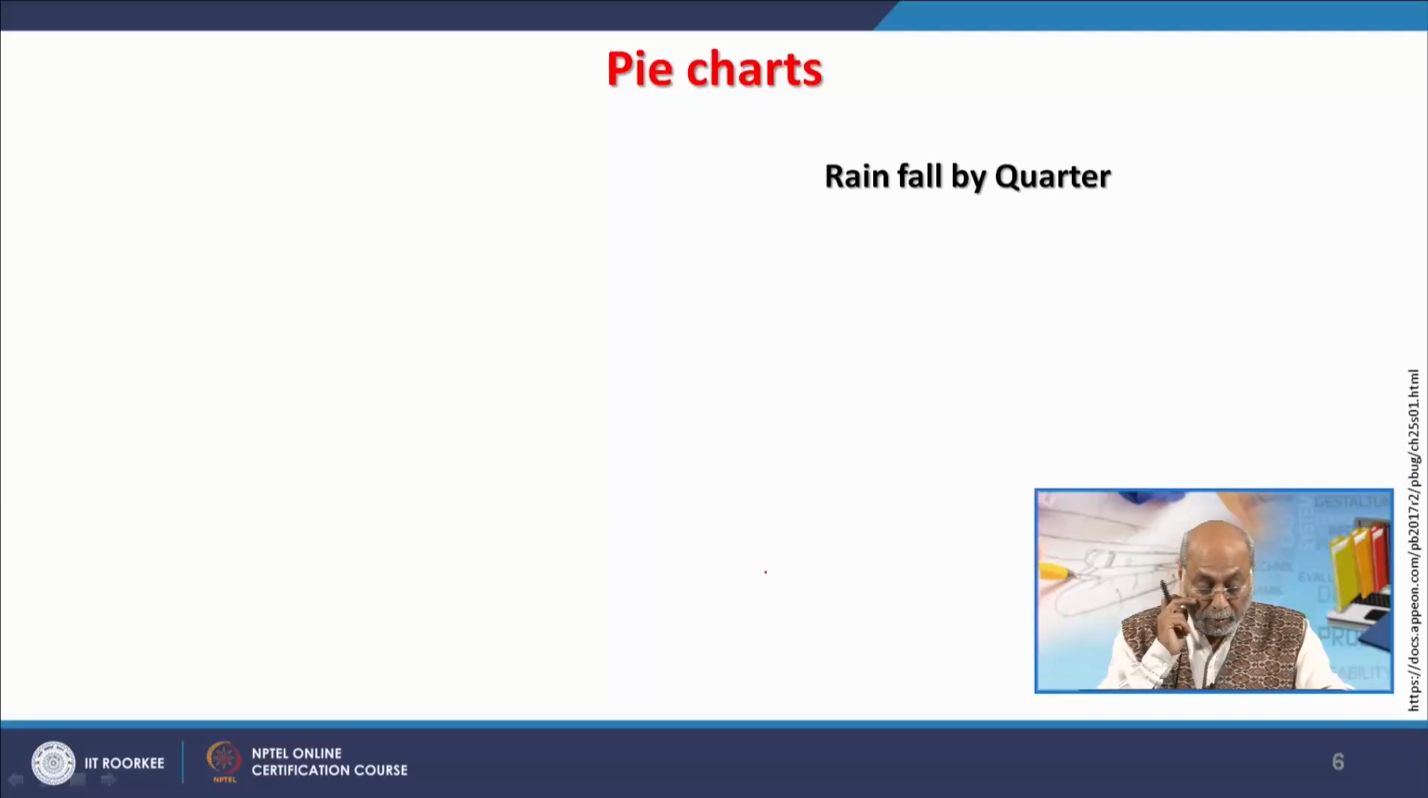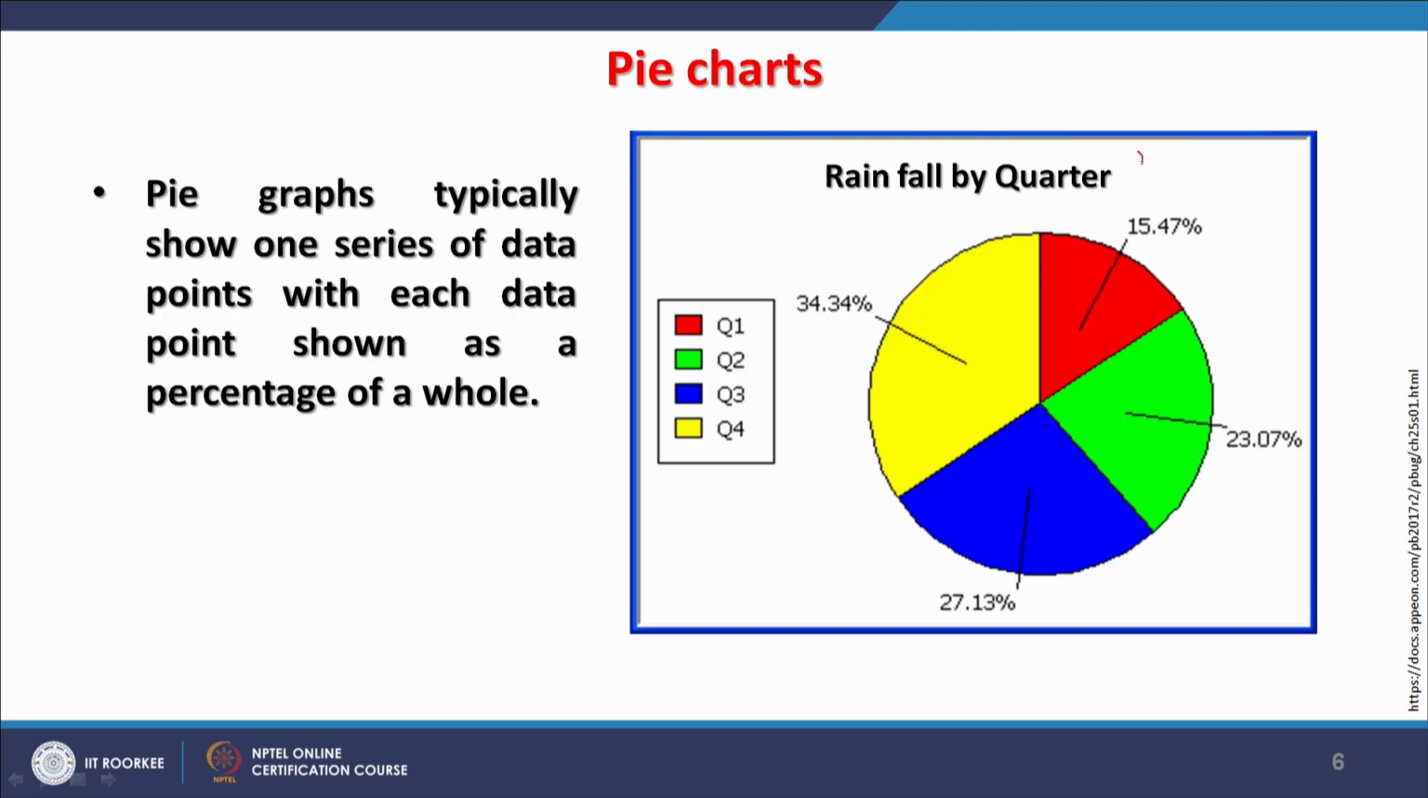And now a pie chart. Sometimes we also go for pie charts, like here I have an example of rainfall by quarter.